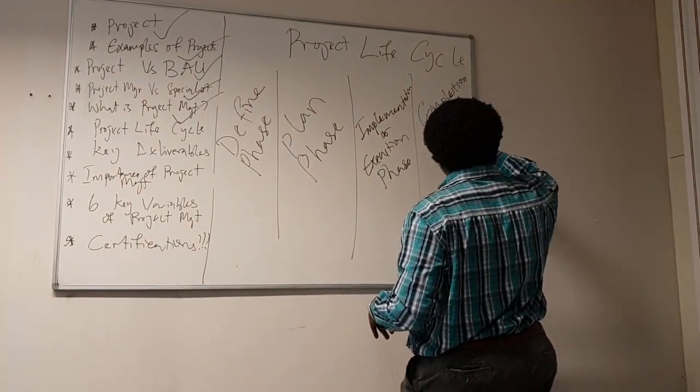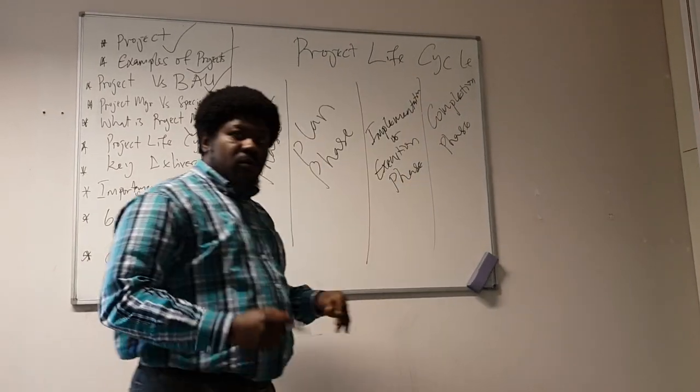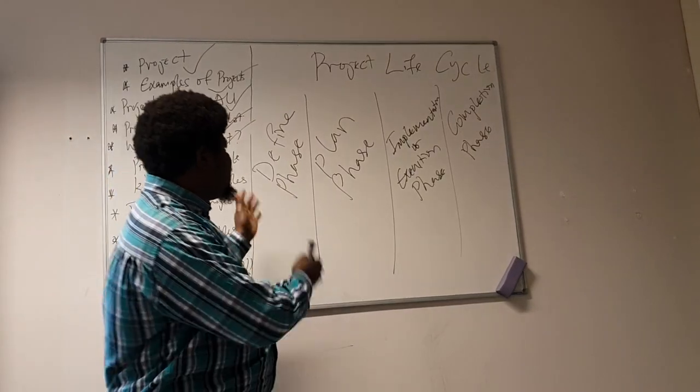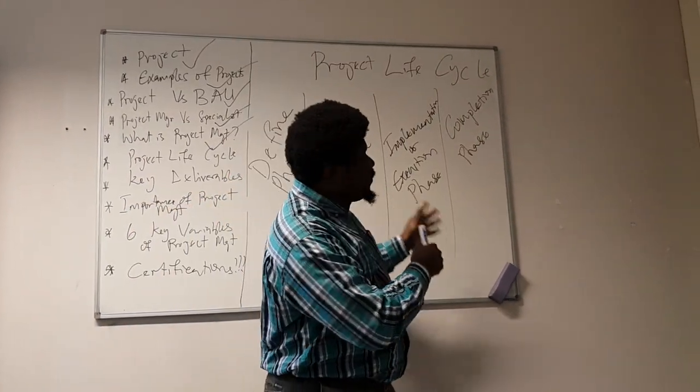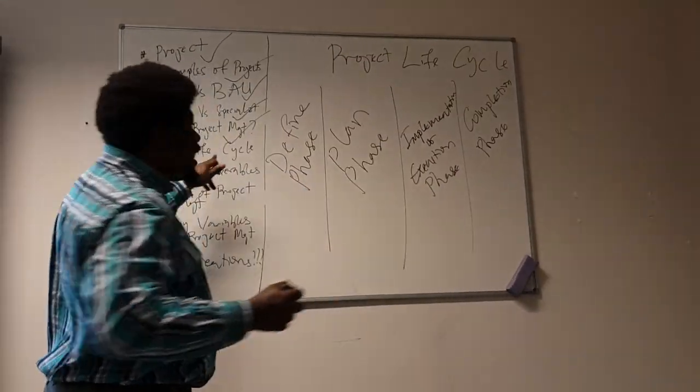Completion phase. And that's your project life cycle. So at any point in time, the project is within its define phase, its plan phase, its implementation phase, or its completion phase. So we want to mark that as done.